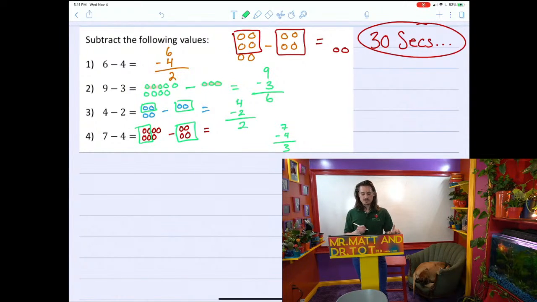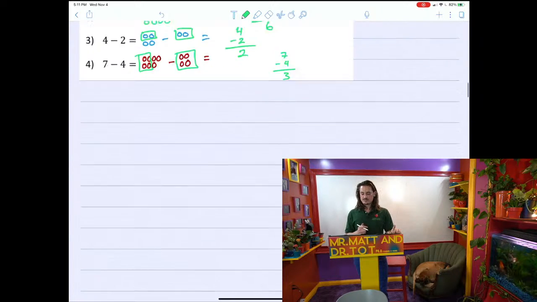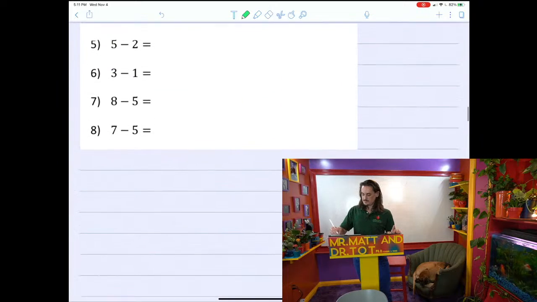So the difference between 9 and 3 is 6. The difference between 4 and 2 is 2. And the difference between 7 and 4 is 3. If you have any questions, then please let me know. I'm going to give you 2 minutes. I'd like you to look at 5, 6, 7, and 8, please.